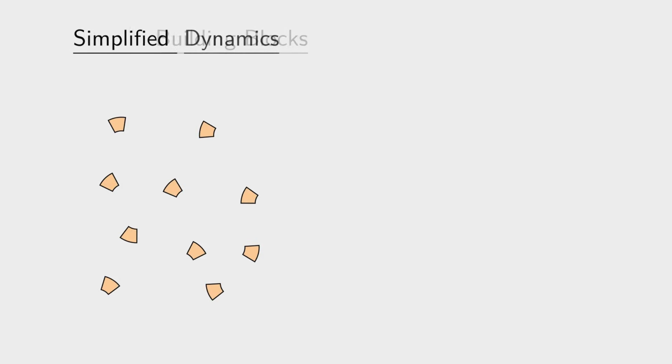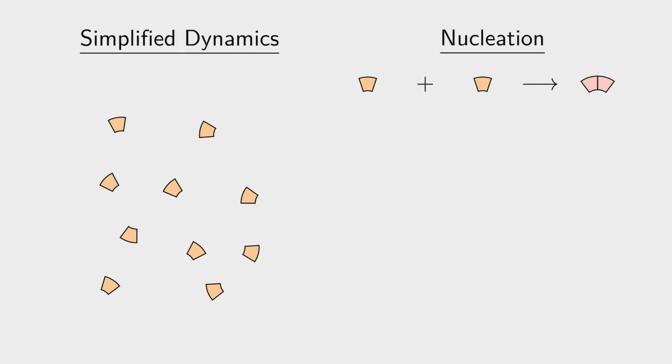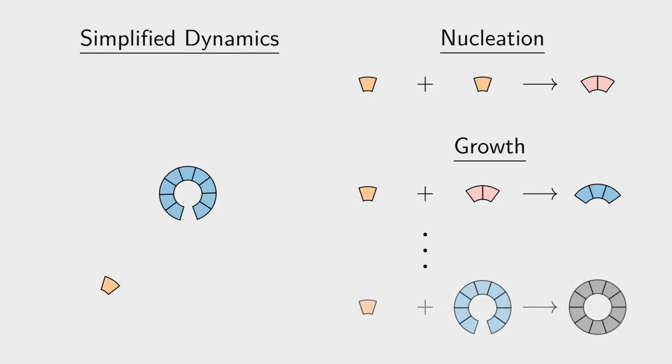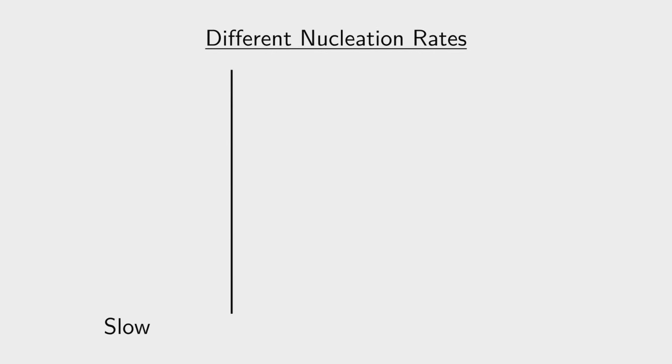In our abstract model, only two reactions between the building blocks are possible. Two single blocks can nucleate to start forming a new structure, and single building blocks can attach to existing structures, leading to structure growth. These two reactions can proceed until all building blocks are used up. To get an intuition about this model, let's look at the assembly dynamics for slow, intermediate, and fast nucleation relative to a fixed growth rate.